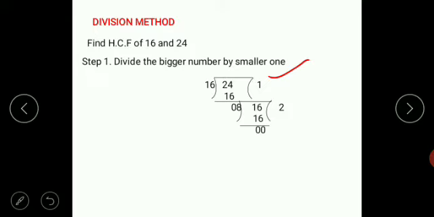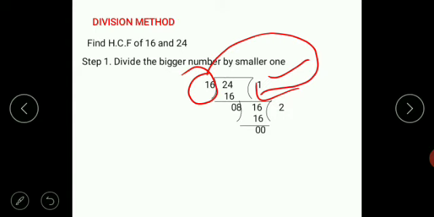Concentrate. 8 you got as the remainder. Now next step is what? The last divisor that you have used will be taken as the next dividend. Last divisor is 16. That will be your next dividend. And the last remainder you got is nothing but your divisor. Now again normal division you have to do. 8 2s are 16. 16 minus 16 is 0. Till you get 0 you have to divide in the same way.